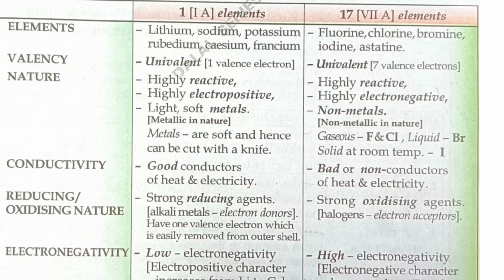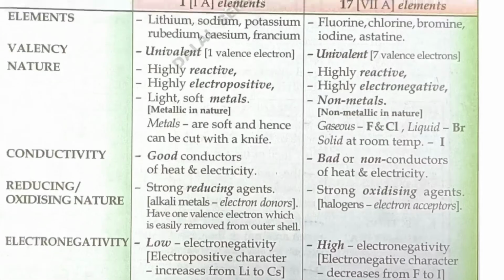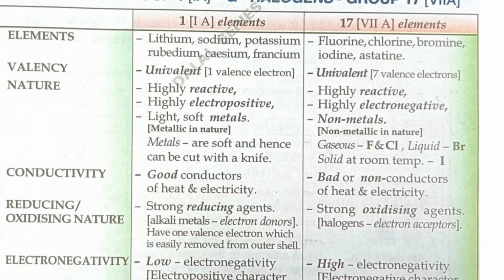In both cases, the valency is 1 because of their electronic configuration. Nature: alkali metals are highly reactive, electropositive, light, soft metals. Metals are soft and hence can be cut by a knife. You learned that sodium can be cut with the help of a knife. Why? Because those metals are soft. Alkali metals are generally soft in nature. Halogens are highly reactive, highly electronegative. Electronegativity is the tendency to attract electrons towards itself.